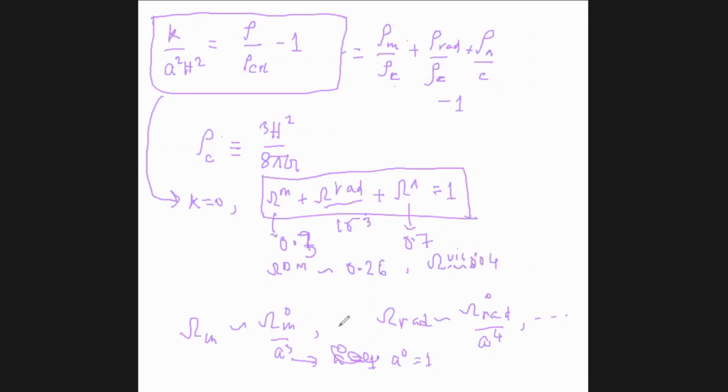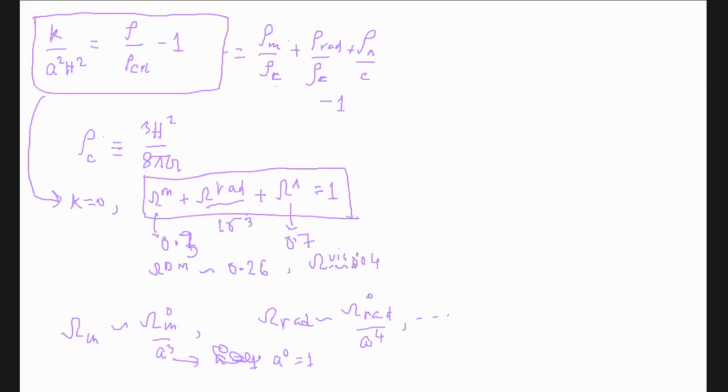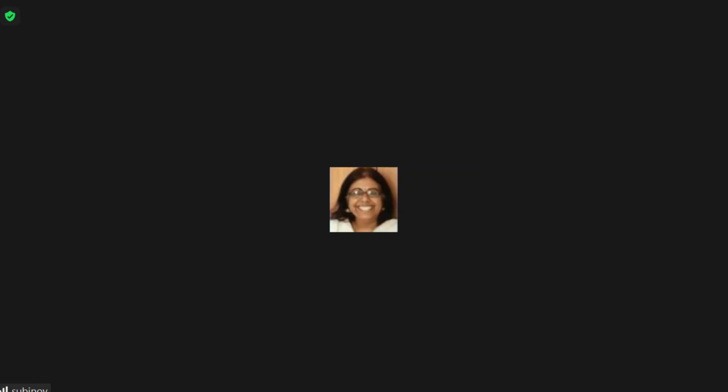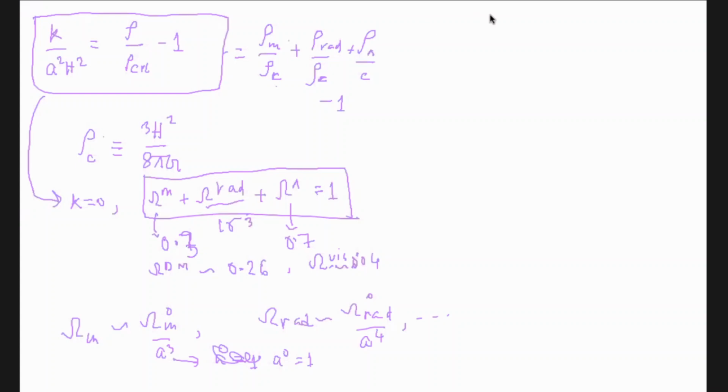So now you tell me, if I tell you, take pen and paper. If I tell you today omega m0 is 0.3 and omega radiation, as I told you, is very less, so it's 10 to the power minus 4. Today means at present time A equals 1.